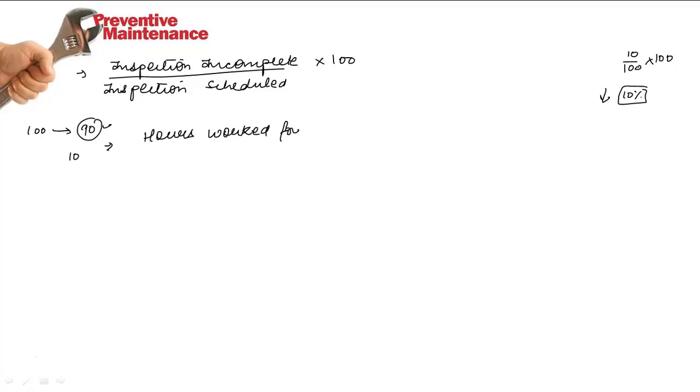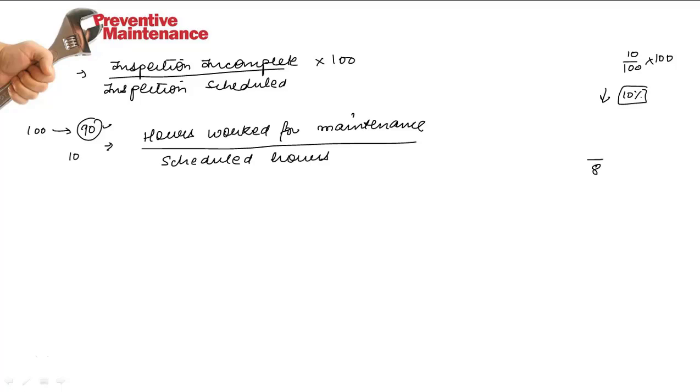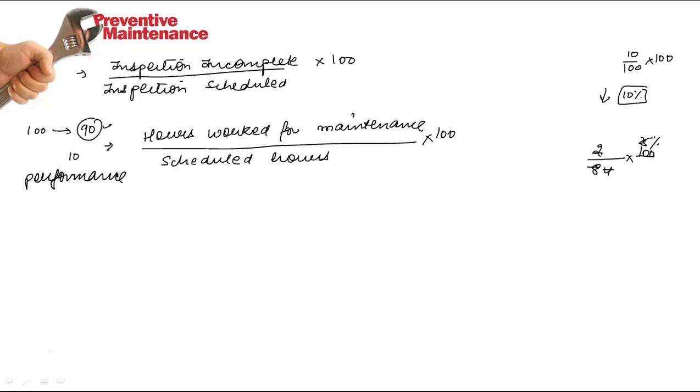Hours worked for maintenance. For how many hours your department has worked on the maintenance part, and how many are the scheduled hours in a particular day. So if the per day shift is 8 hours, out of that, how many hours have they worked on maintenance? They have worked 2 hours on maintenance. This is going to be 2 upon 8, which is 25%, right? So this is going to be the performance of the department: how many hours they have worked on maintenance upon scheduled hours.